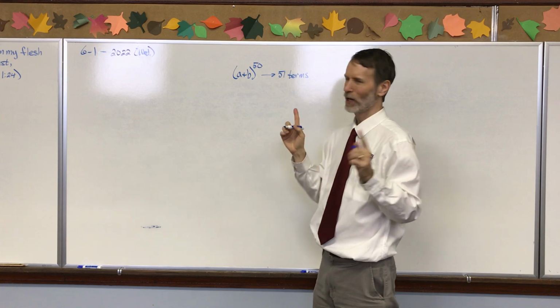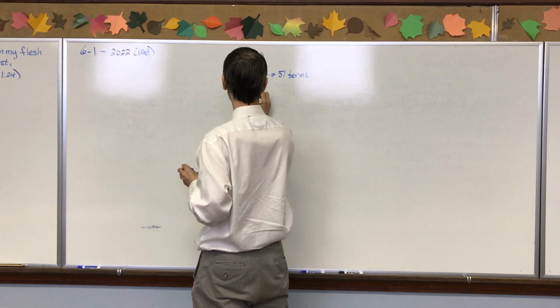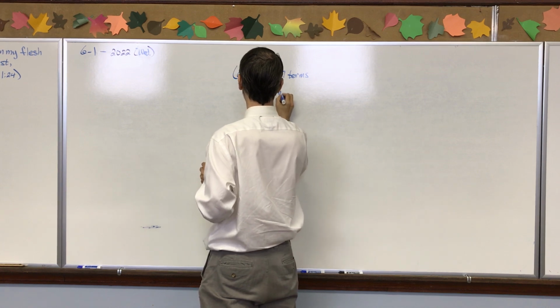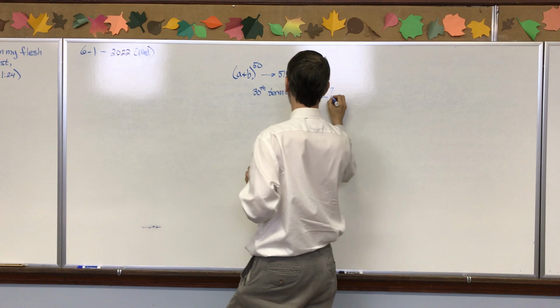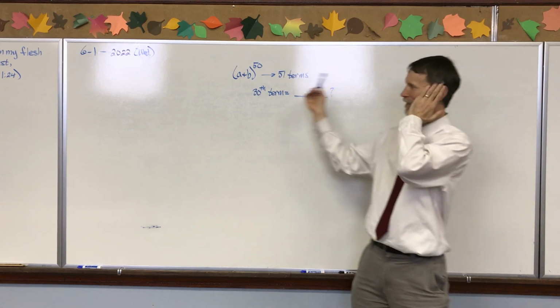So what if I only wanted one coefficient? What if I want the 30th term, and that's all I wanted? Do I have to write out the entire thing?